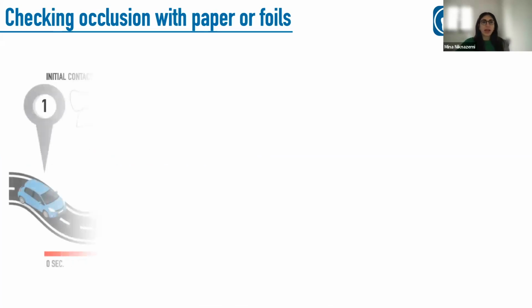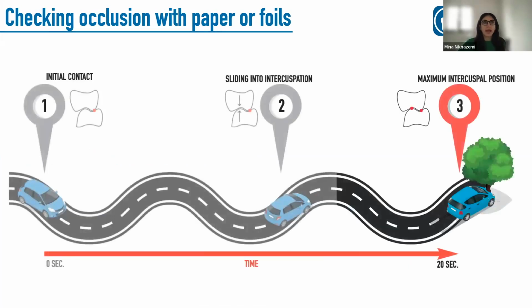I want you to take a look at this diagram. If we compare the current standards, the papers and foils, with occlusion measurement with OccluSense, you can see in this diagram that to get from checkpoint 1, which is the very initial contact on antagonizing teeth, through to checkpoint 2, which is the pathway between initial contact and the maximum intercuspal position, through to checkpoint 3, the maximum intercuspal position, you would have to continuously monitor this pathway from point 1 up until point 3 for an exact understanding of the 3-dimensional process.